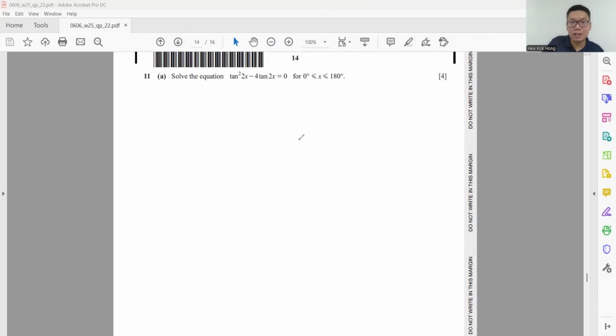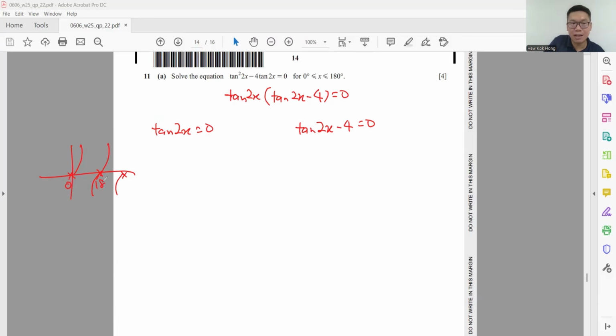11a asks you to solve this, where both sides also have tangent. Then we can do factorization directly. Then we separate and solve two parts. So tangent equals 0, we know the tangent graph. Tangent equals 0 when 0, 180, and 360. All three answers fulfill the criteria because it includes 0 and 180, so all three we need to accept.